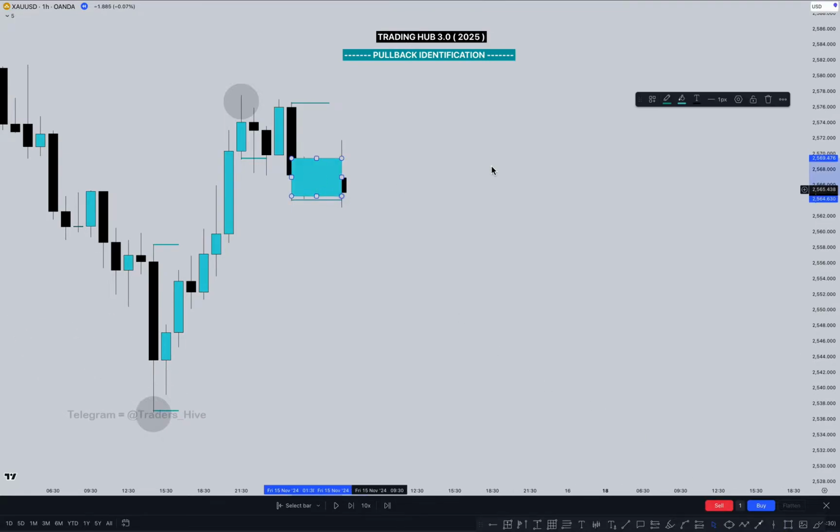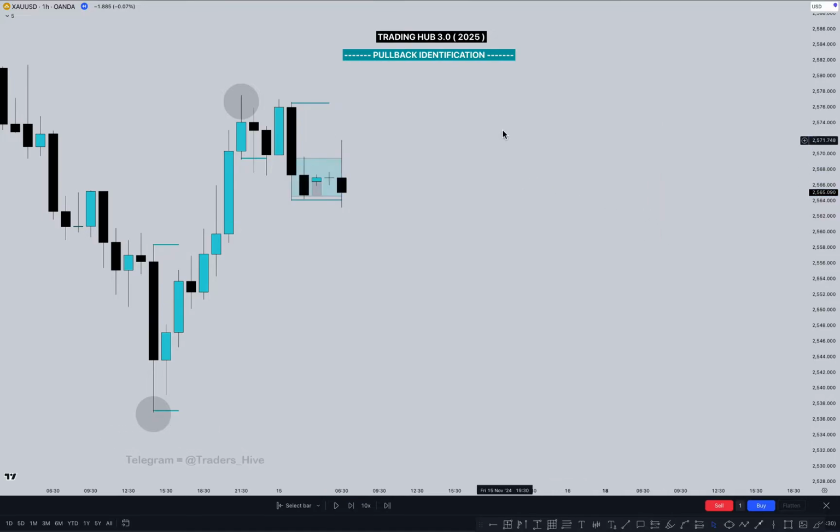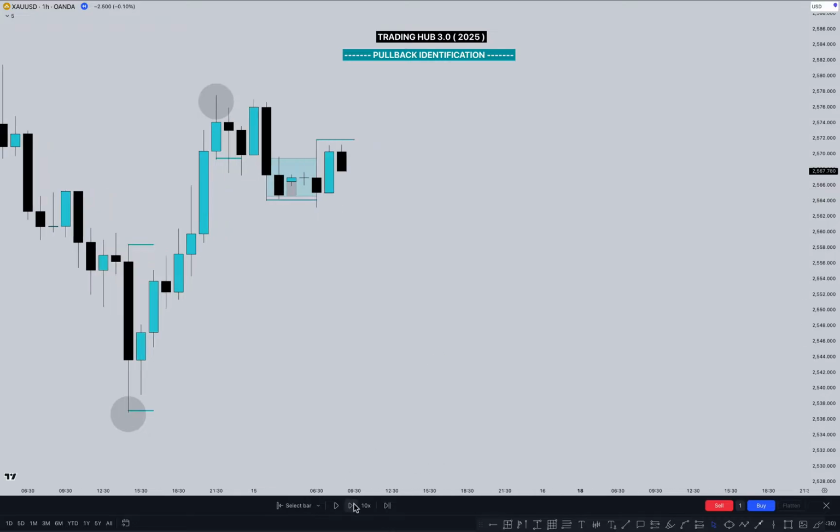So this is our internal range right here. So we can't count it as a valid pullback here. You have to wait for it to take out the previous candle high. So where is the previous candle high? This one. Okay, so let's see what happened next after this one.